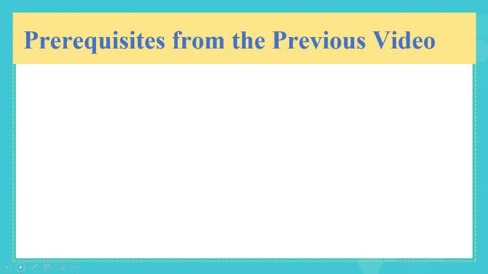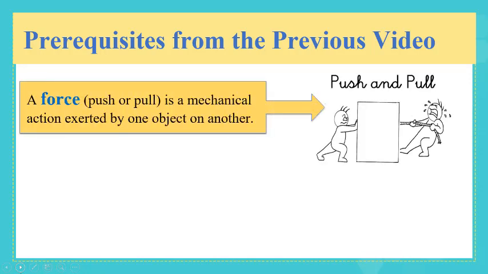Prerequisites from the previous video. We learned before that a force, push or pull, is a mechanical action exerted by one object on another. If you observe this figure, the boy here is pushing the box while the boy here is pulling the box. Both are applying a force on this box.